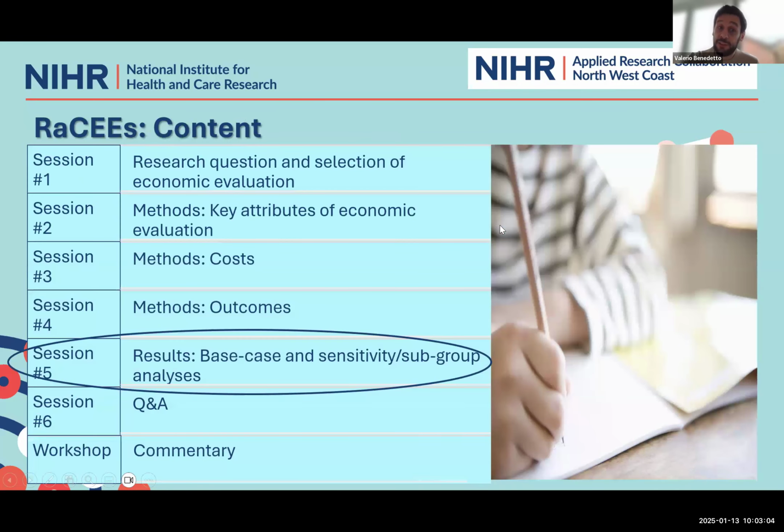Right, session 5. So we've done the methods. Session 2 was the key attributes of economic evaluation. Session 3, we covered the costs. Session 4, we covered the outcomes. And now we are moving to the results section. And we are going to talk about the base case and the sensitivity and subgroup analysis. And we are going to describe what these terms mean in a minute.